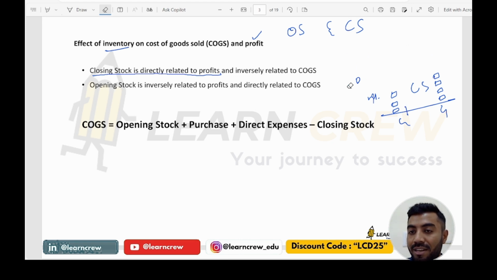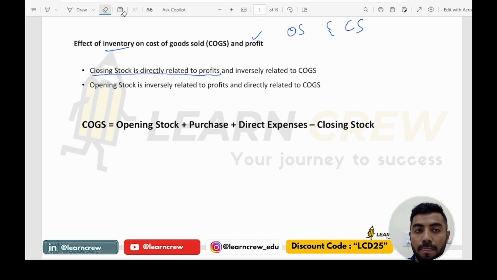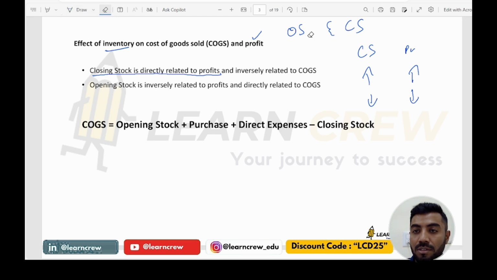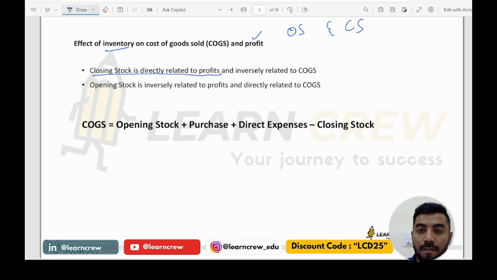So when the closing stock increases, the profit also increases. When the closing stock decreases, profit also decreases. Okay, so this is in case of closing stock. What about opening stock? It's a reversal.